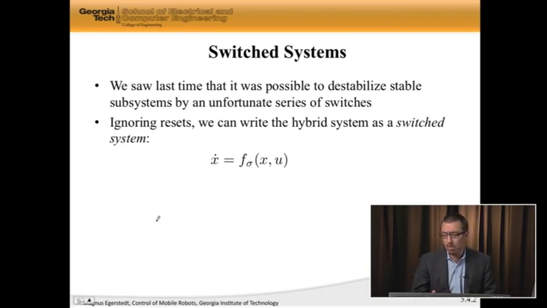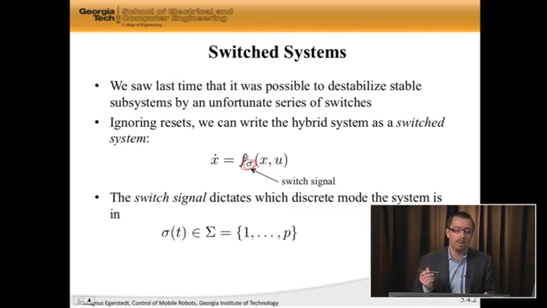the state doesn't jump when you're making transitions, we get something called a switch system, where you have x dot is f_sigma of x comma u, but now I have this little sigma index here, and sigma is what's known as the switch signal. So sigma is going to tell me which mode the system is in. If sigma is 1, I'm in mode 1. If sigma is 10, it's in mode 10. Or if it's p, it's in mode p. So all I'm doing is switching between different modes.